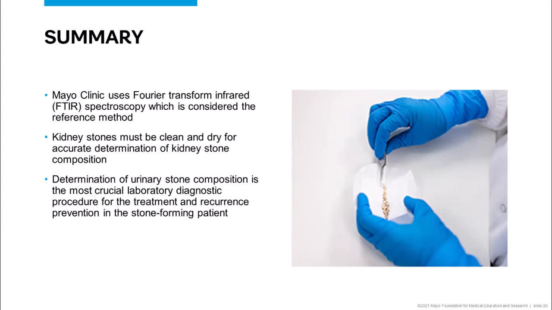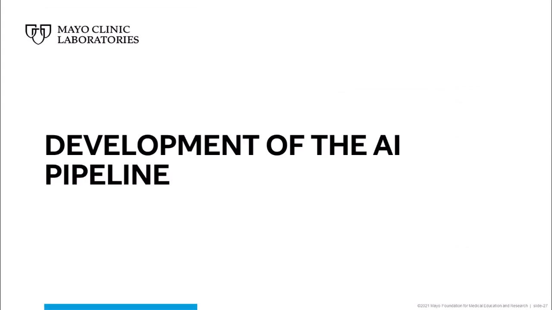So in summary, I hope that I've quickly shown you is that we use the gold standard methodology here at Mayo Clinic for Fourier transform infrared spectroscopy. They must be clean and dry for accurate determination of the kidney stone composition so that we can understand the underlying cause and appropriate treatment. And while this is the most crucial laboratory diagnostic procedure for the treatment and recurrence prevention, it's also very manual. And so you can see where this might lead us to the development or use of something like artificial intelligence to help us. And so now I'm going to turn it over to my colleague, Dr. Ricky Carter, who will take the next part of the presentation.